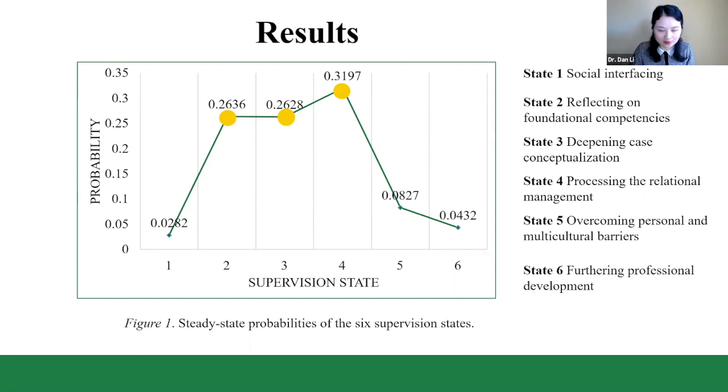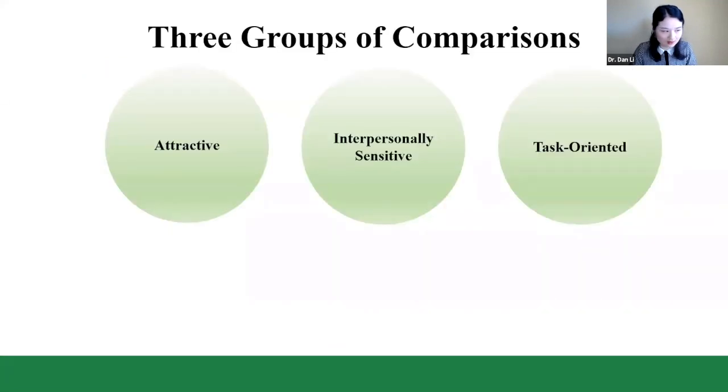Now I'm going to answer my second research question: whether the pattern that I noticed based on my sample is going to be similar in my subgroups. So I plotted the steady state probabilities. Let's take a look at the three grouping variables. I grouped my sample three times, each time based on one supervisory style. For the attractive, interpersonally sensitive, and task-oriented styles, I used the cutoff scores 7 and 6.